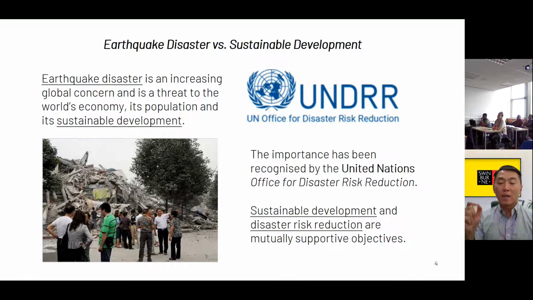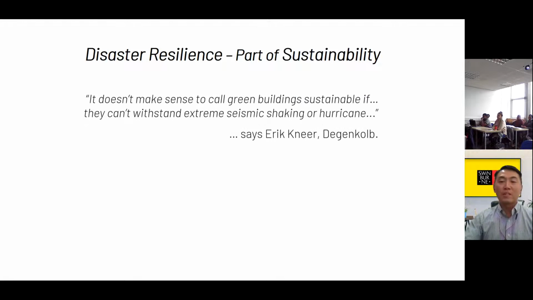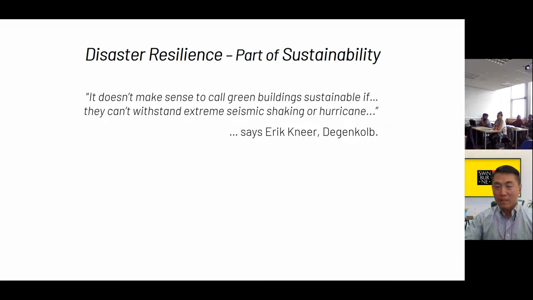And so we actually know that sustainable development and disaster risk reduction are mutually supportive objectives. And as civil engineers, we are now asked to design green buildings, right? And actually, people are also talking about the importance of considering disaster resilience as part of the design of green buildings and part of the design for sustainability.